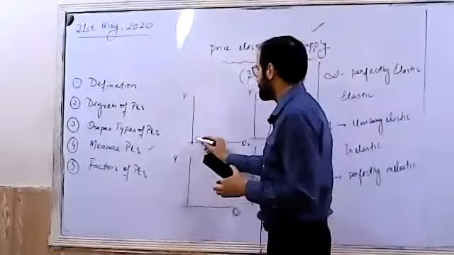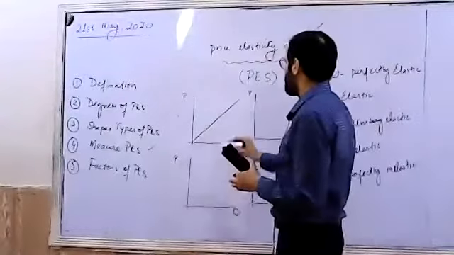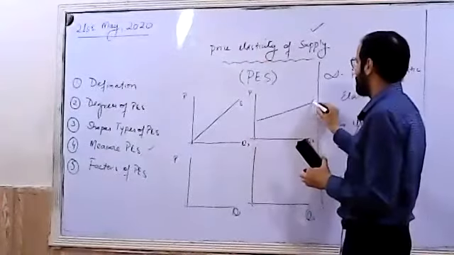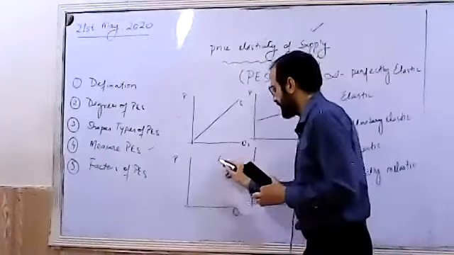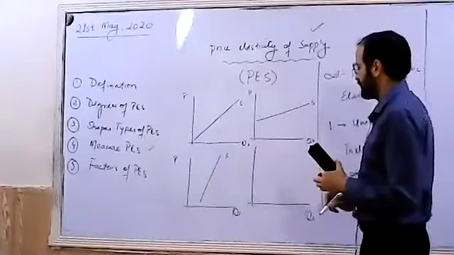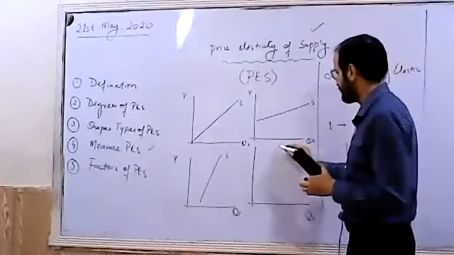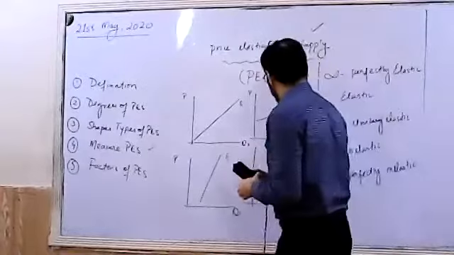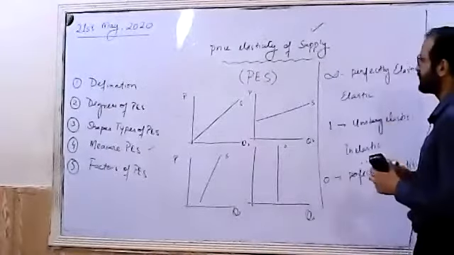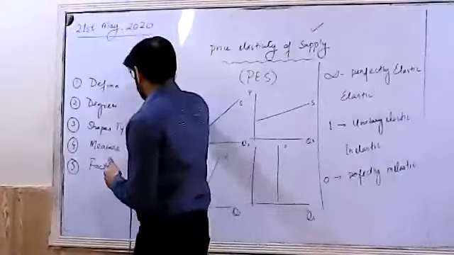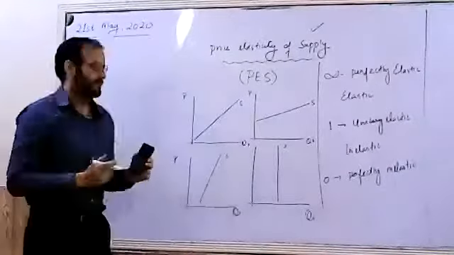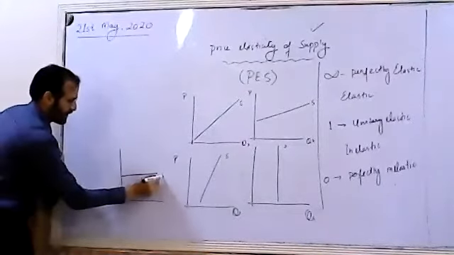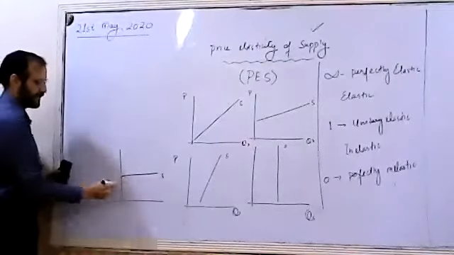So we may have an elastic supply curve like this. We can have a supply curve of a shape like this. We can have a supply curve like this. We can have another curve which can be portrayed like this. And the fifth one, I have to show you somewhere on this side. The supply curve can be of this shape, a perfectly horizontal curve.